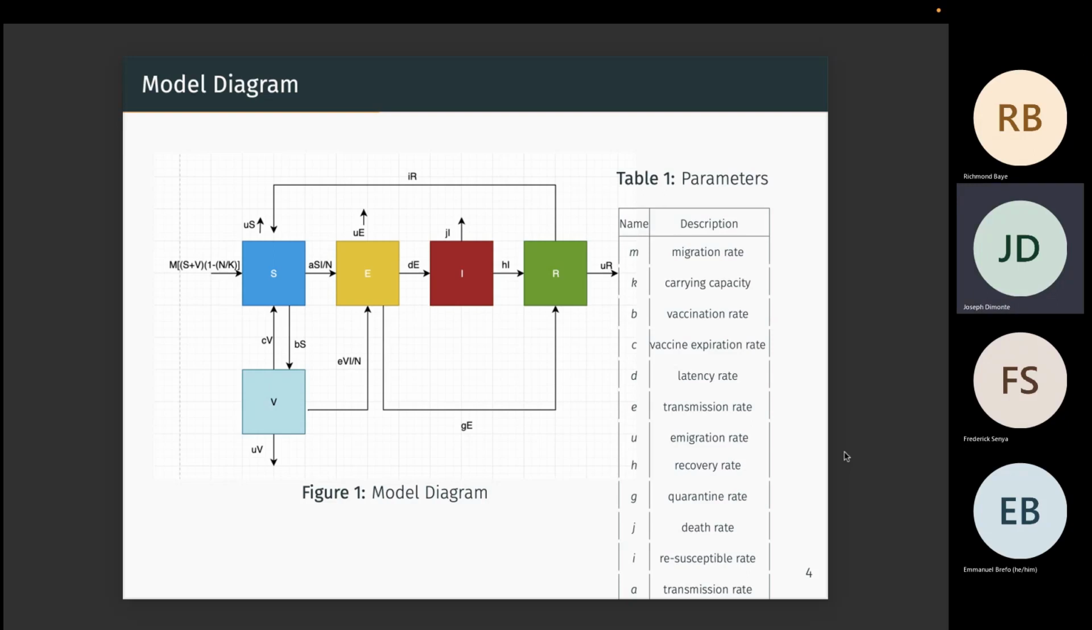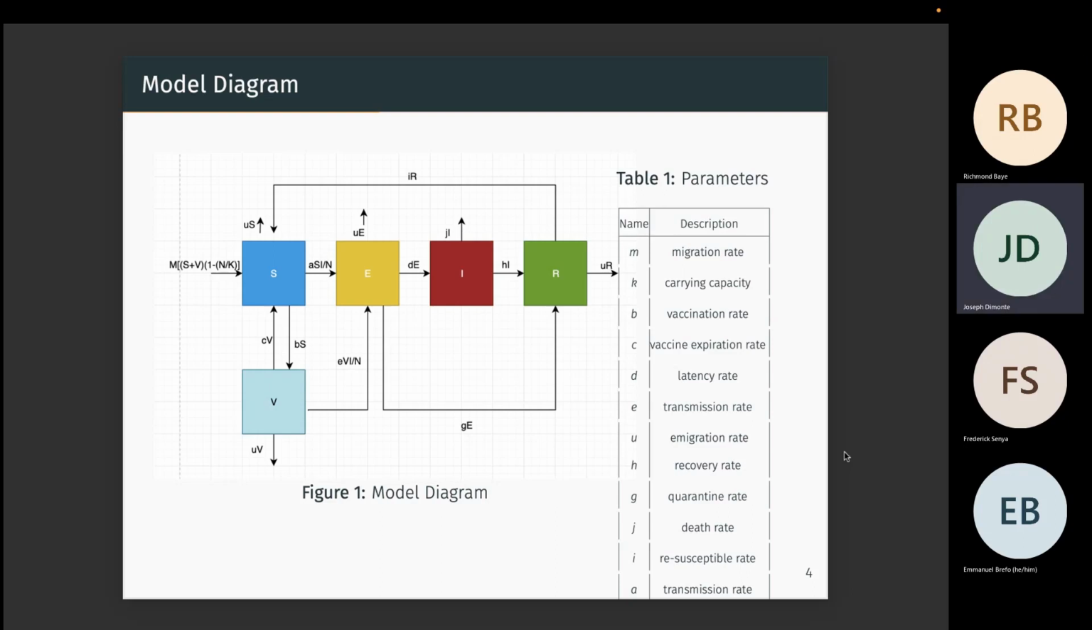And then some other parameters. We decided G was an isolation rate. There's a lot of U's coming out of these compartments. You can think of that as emigration. You can only die if you're infected. That's where the J comes from. And the I means once you recover, you can get sick again, which means you go back to S, which gives you the potential to get sick. And then D is the latency.